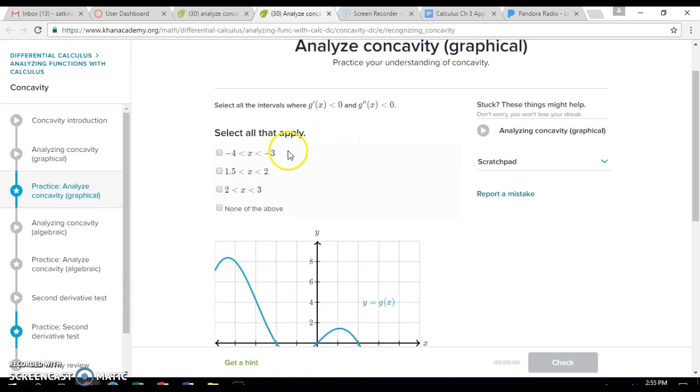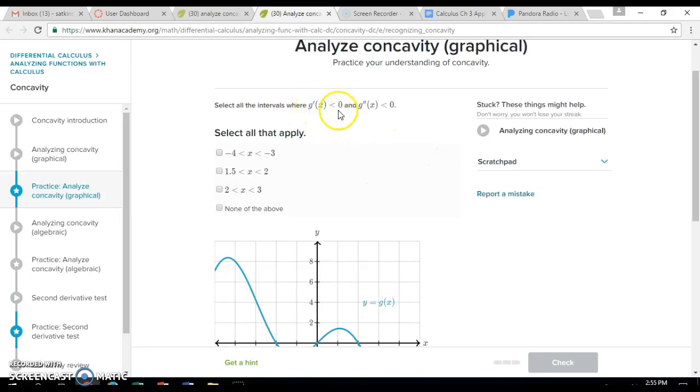When I did this the first time, I had one problem where I think there was only one answer, another problem where all three of them were correct, and then another one where it was none of the above. So don't feel like you're doing it wrong if you get any combination of answers.